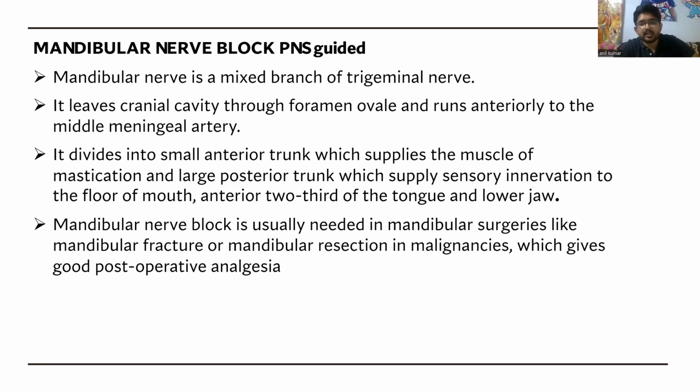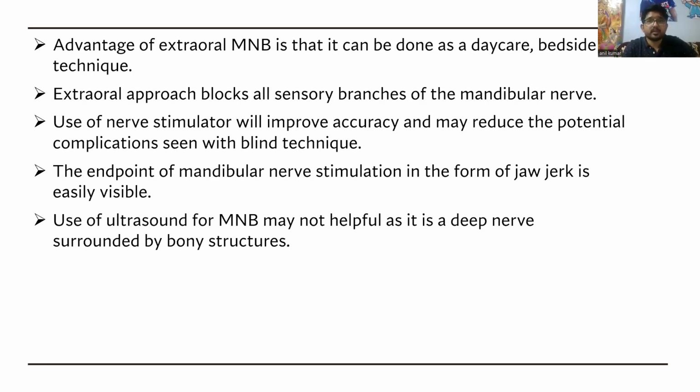So mandibular nerve block is usually needed in mandibular surgeries, mostly commando operations, where there is mandibular carcinoma or buccal carcinoma. We will do all these mandibular nerve blocks. Mandibular resection in malignancies gives good postoperative analgesia. Mandibular nerve block is very easy to perform, and anyone can perform it even with PNS. It is the most accurate we can get. Even landmark guided, it is very easy to perform. You can go for alcohol ablation of the trigeminal. So it is a very easy thing, but also a very complicated thing.